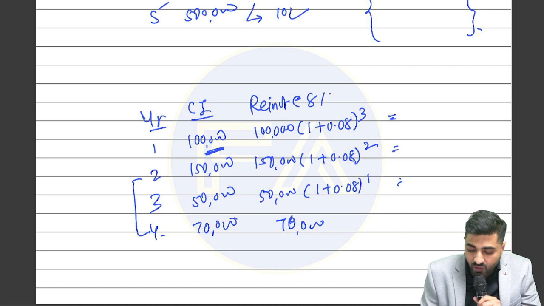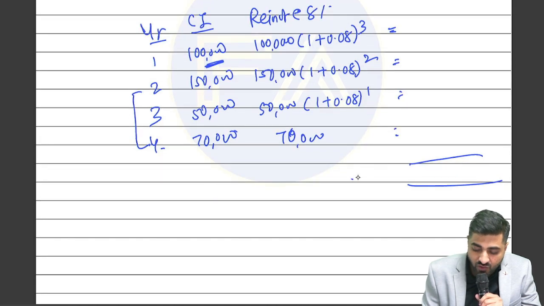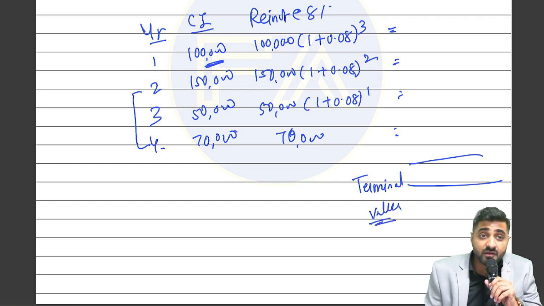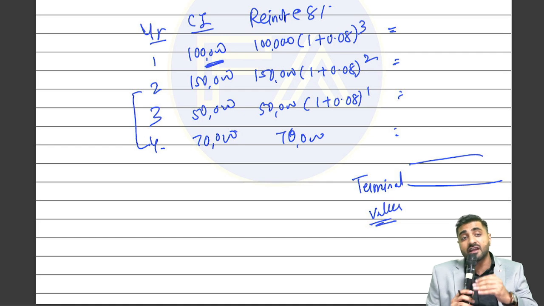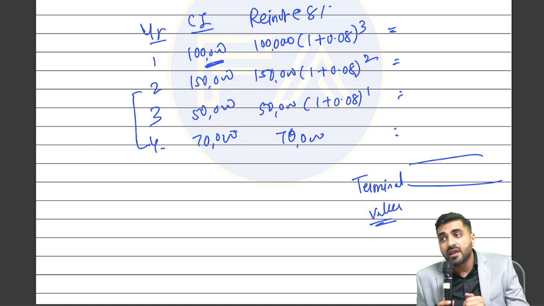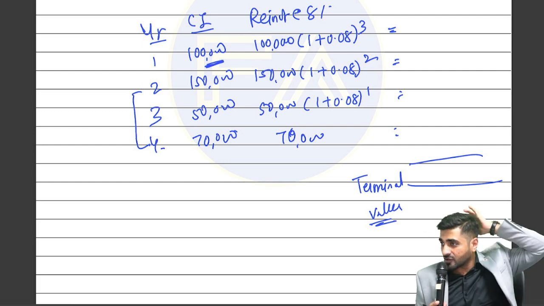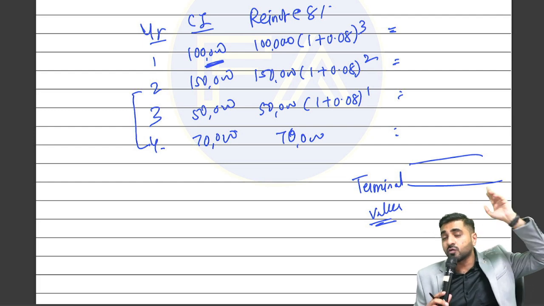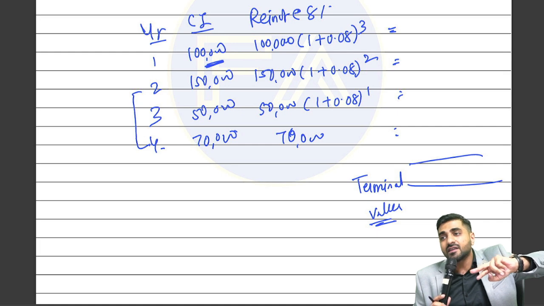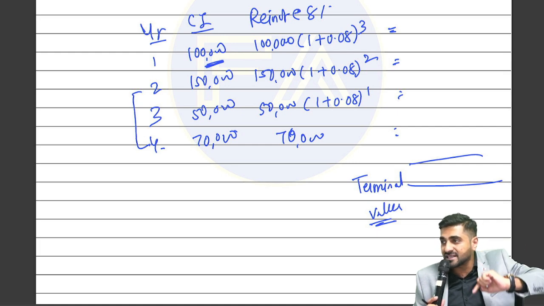Then if I calculate all these things, I'll be getting something which is called your terminal value. What is it called? Terminal value. That is the value which you get at the end of the 4th year. And once I receive the terminal value at the end of the 4th year, then I have to equate it in such a way that it should be equal to your PV of CI. PV of CI and PV of CO should be the same.